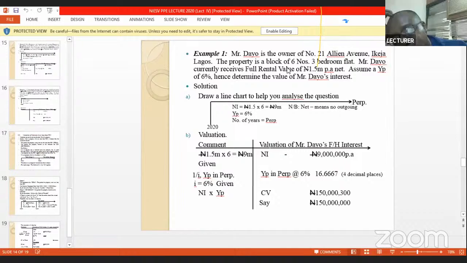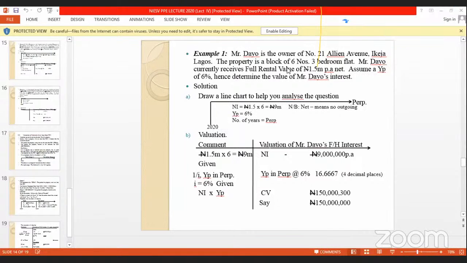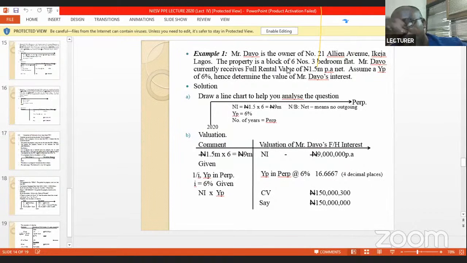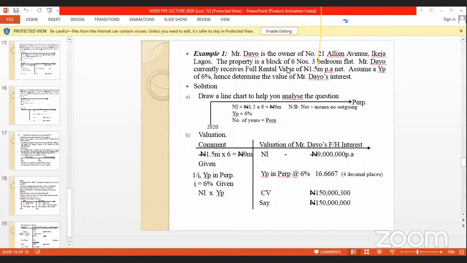But the best way you can find out is to look at the question and see whether there are different rents that the landlord collects. If they gave two rents, the rent that the tenant is paying and what the full rental value is, you will see that because there are two rents, one is head rent, the other one is full rental value. You get the point.